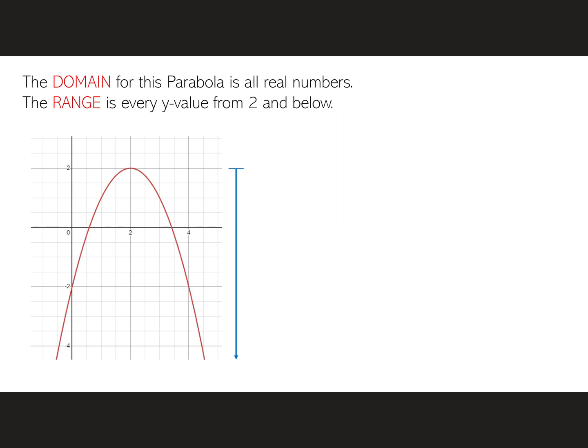So here's a parabola that is going upside down, and its vertex is the maximum. It's the highest it can go. What's the domain? All real numbers. What is the range? Well, the range, 2 is the highest it can go. That is as high as it can go, but it can go down forever. And so what would that inequality look like for the range? Well, it's just y is less than or equal to 2.